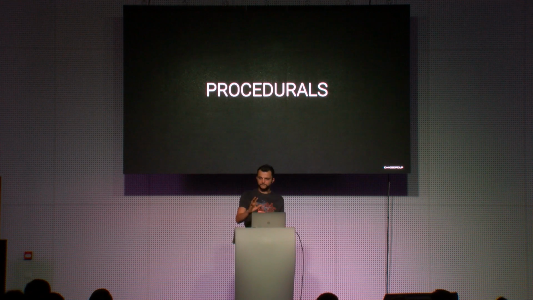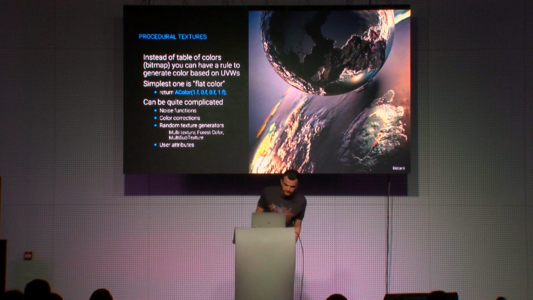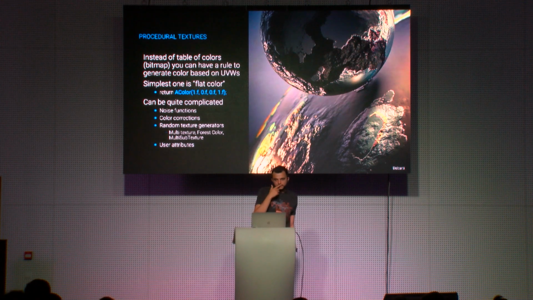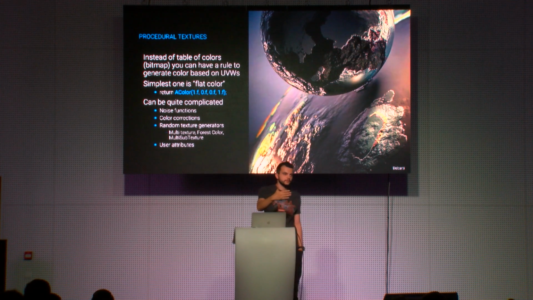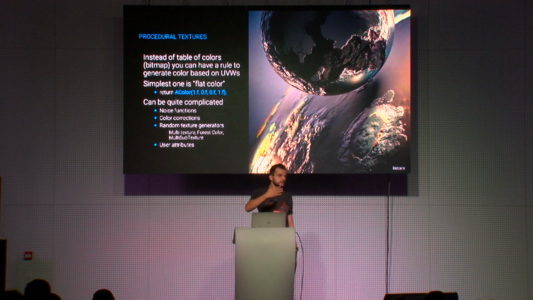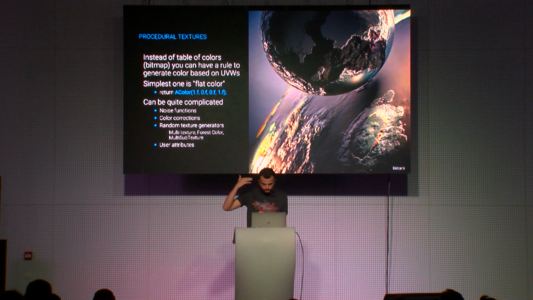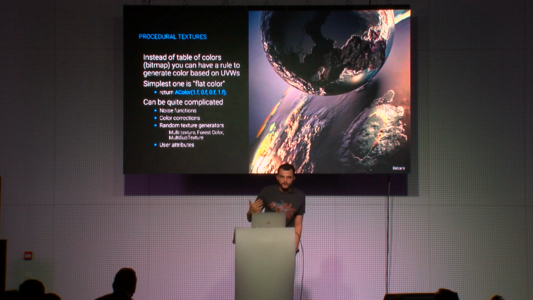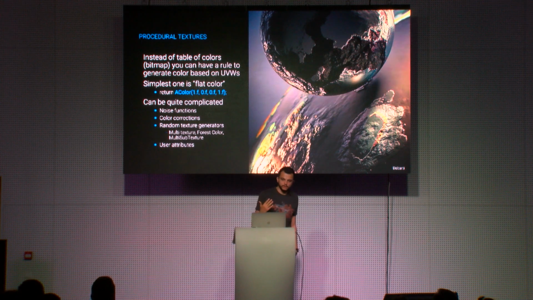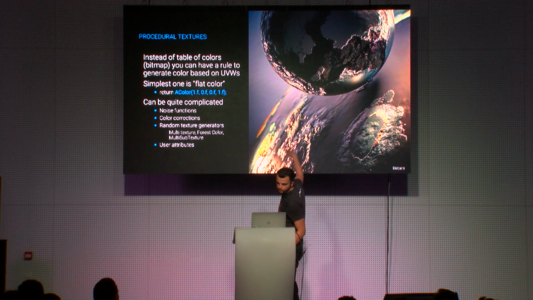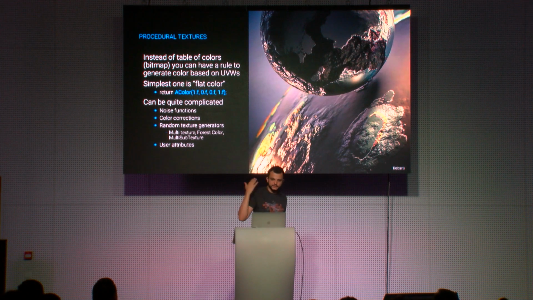So, the funnier part, procedurals. Having a formula or algorithm that generates colors. Why would you want to use those? They're super powerful. Of course, what you see on the right is all made with procedural textures for bump mapping and displacement and material parameters.